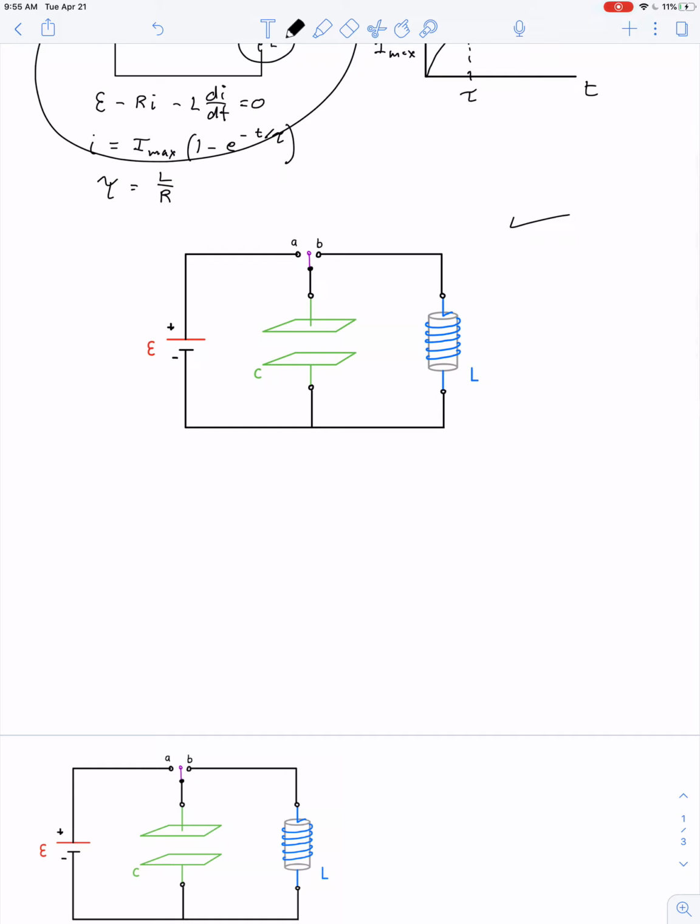So here we have a two-way switch that can either be moved to position A, in that way connecting the capacitor to the battery so as to charge it. Notice that we have no resistance on this part of the circuit. So if we do put the switch in position A, the capacitor will charge very quickly. And then once the capacitor is charged, we can move the switch into position B and let the capacitor discharge through an inductor. The behavior is a bit surprising.